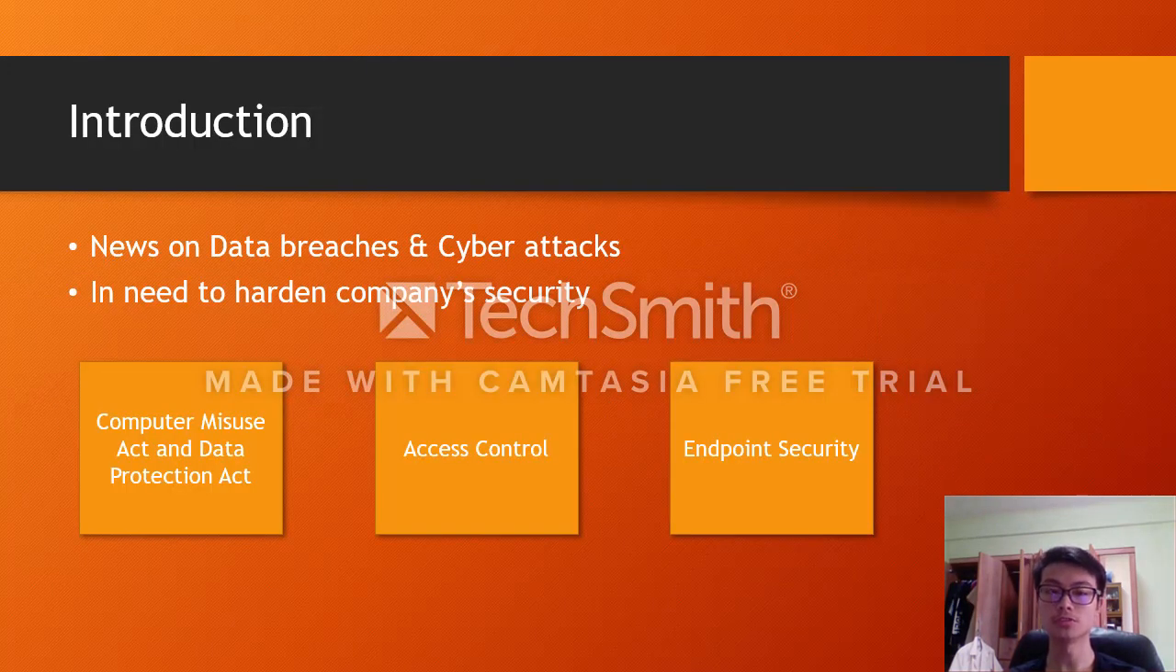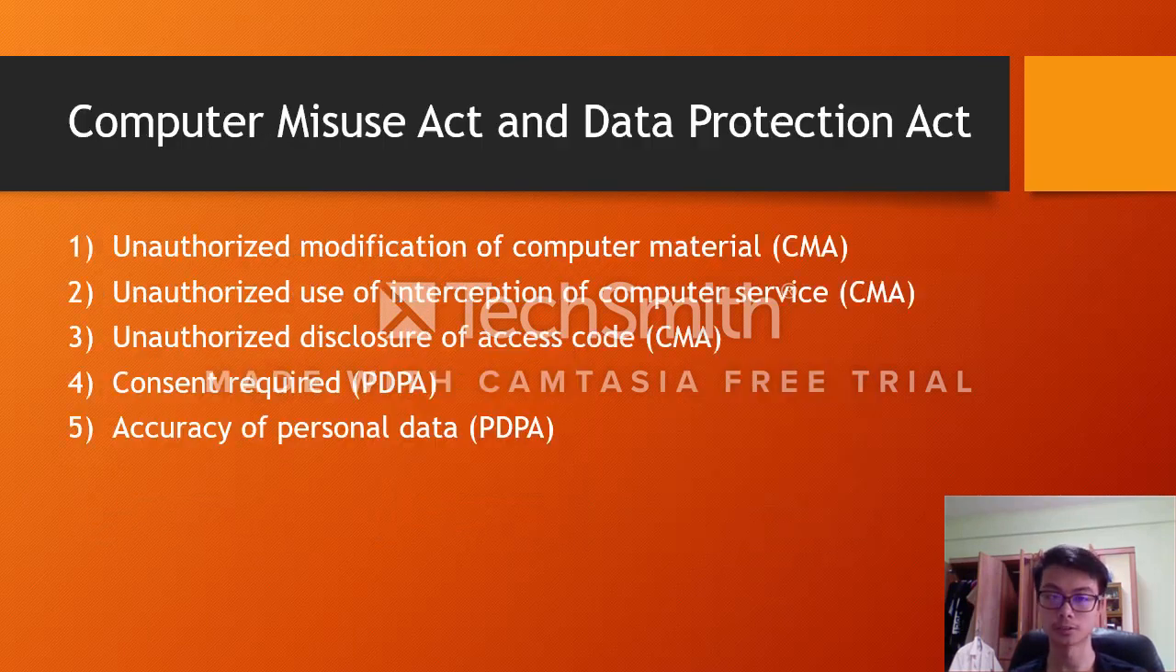First of all, due to recent news on data breaches and cyber attacks, the company requires the hardening of security to prevent similar cases from happening. So this plan would consist of the Computer Misuse Act, Data Protection Act, access controls, and endpoint security. However, I'll be focusing more on the endpoint security.